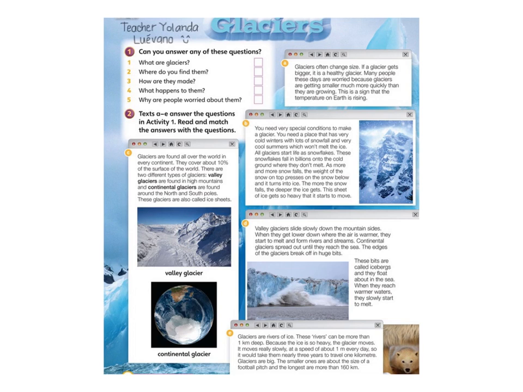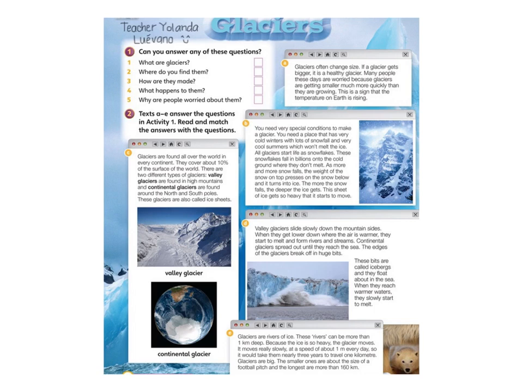D. Valley glaciers slide slowly down the mountain sides. When they get lower down, where the air is warmer, they start to melt and form rivers and streams. What are streams? Small rivers. Okay, in Spanish is riachuelos. Continental glaciers spread out until they reach the sea. The edges of the glaciers break off in huge bits. These bits are called icebergs, and they float about in the sea. When they reach warmer waters, they slowly start to melt.